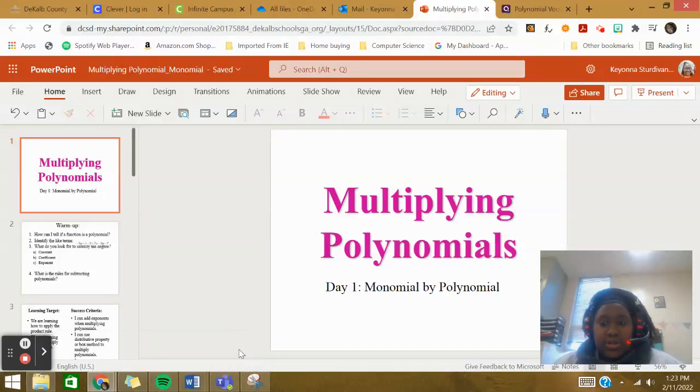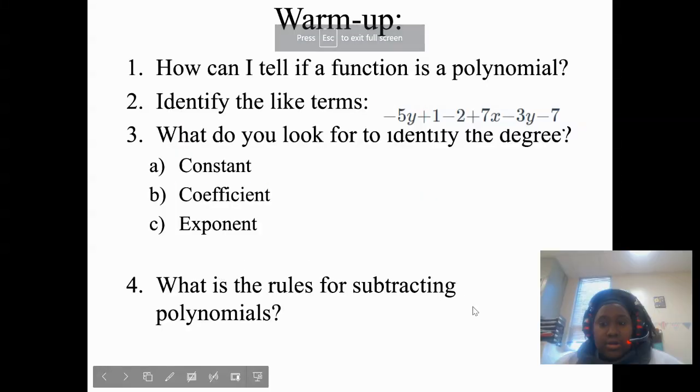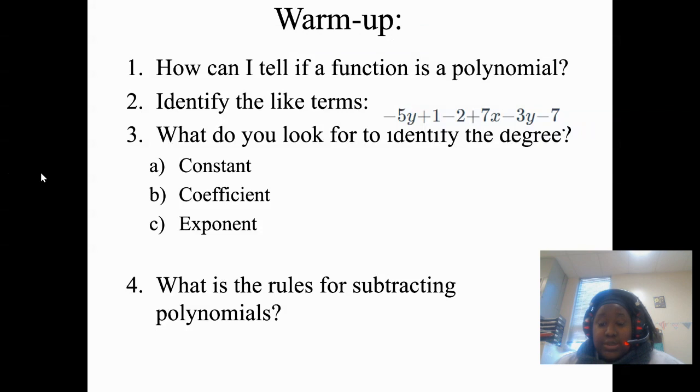All right, so today we are multiplying polynomials. This is day one, and we are in particular looking at monomials by polynomials. Let's take a look at the warm up, and I'll go ahead and blow this up. Here are the 4 questions you need to complete on your warm up sheet.